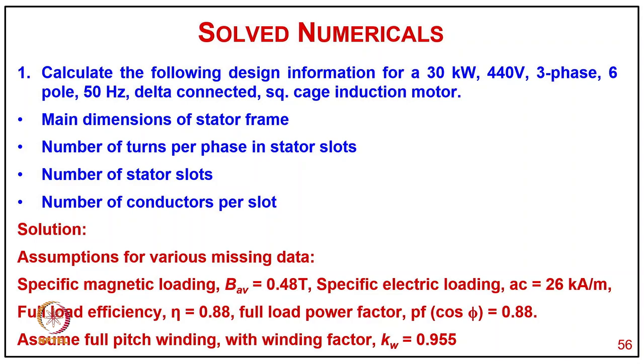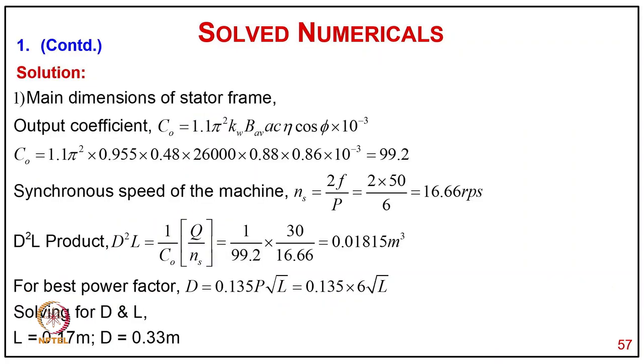Considering the specific magnetic loading B average equal to 0.48 Tesla, specific electric loading 26 kilo ampere per meter (26,000 ampere per meter), full load efficiency eta equal to 0.88 and full load power factor 0.88. Considering a full pitch winding, the winding factor kW equal to 0.955. Now, coming to the main dimensions of the stator frame.